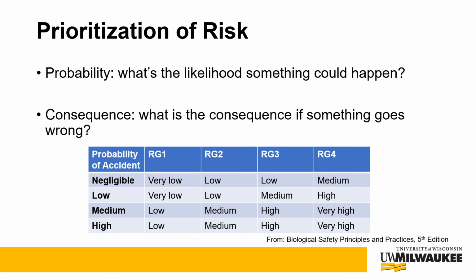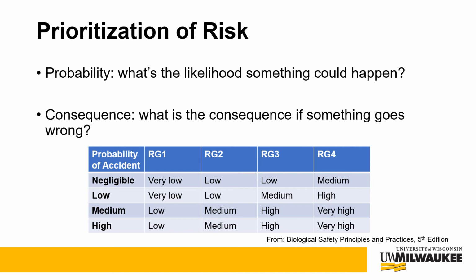After you've assessed all of the characteristics and different pieces of the information gathering process, you will prioritize risk. This is looking at the probability of something happening if you don't mitigate the risks. So the probability is the likelihood that something could happen. The consequence is what's the consequence of something actually going wrong. If you multiply the probability by the consequence, that's where you get the risk.